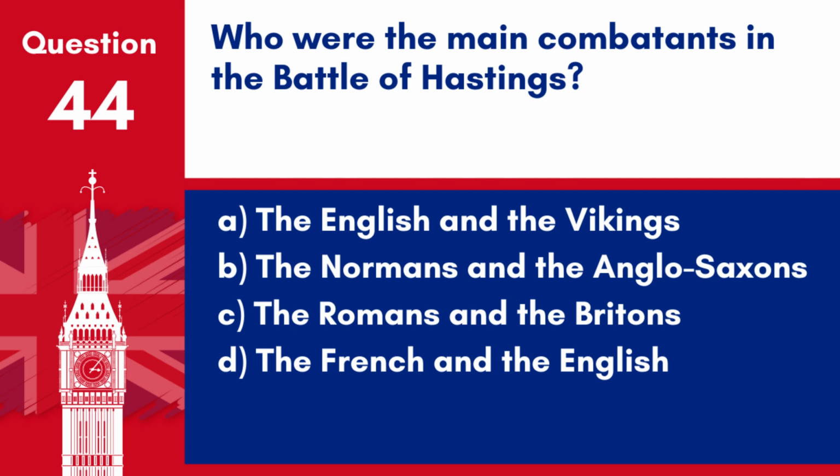Question 44. Who were the main combatants in the Battle of Hastings? A. The English and the Vikings. B. The Normans and the Anglo-Saxons. C. The Romans and the Britons. D. The French and the English.